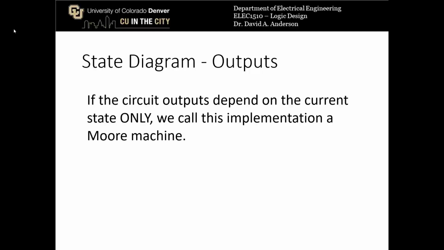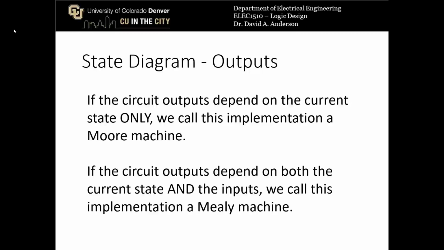In the first case, if the circuit outputs depend only on the current state, we would call this implementation a Moore machine. If the circuit outputs depend on both the current state and the inputs, we would call this implementation a Mealy machine. Sometimes you can take a description of a state machine and implement it as either a Moore or a Mealy type state machine. Sometimes it can only be one or the other.